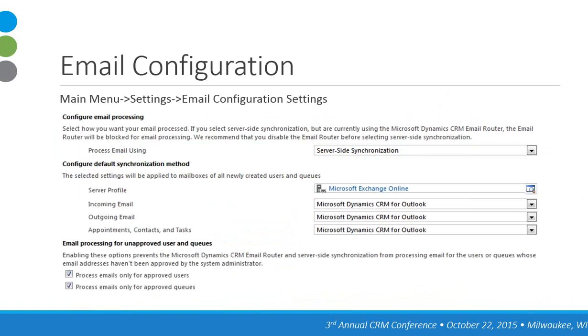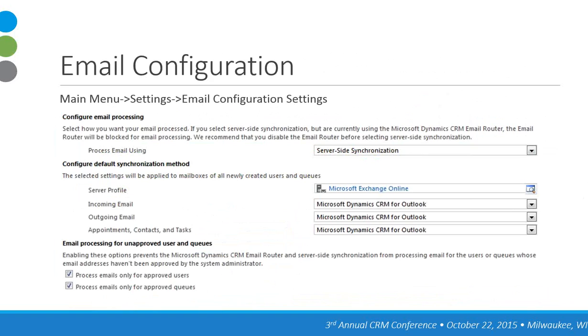And then a couple options we actually recommend unchecking are the process emails for only approved users and process emails only for approved queues. This is just another step of maintenance for you to remember in the future, that you have to go into the user mailbox record and approve their email address, whereas you can uncheck it here and kind of skip that step in the future. Now all these settings are for users going forward. They're the default settings, but changing them here will not actually change them on the user record. So just keep that in mind.